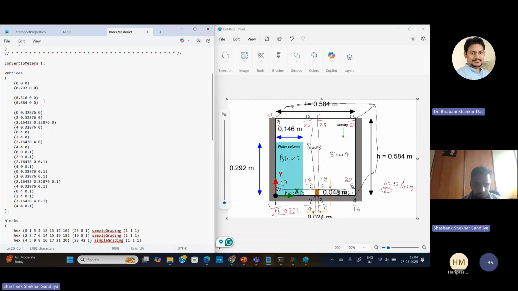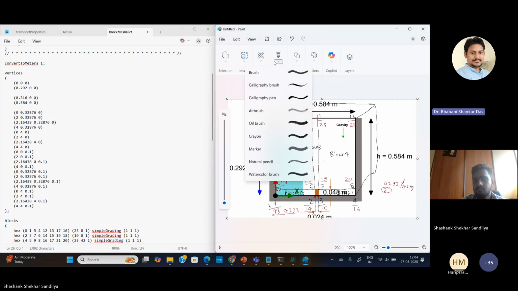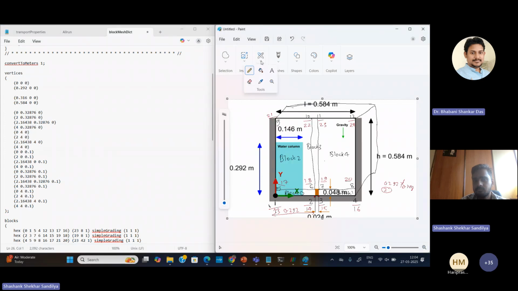So what Sasan did earlier in this problem, the problem is defined by OpenFOAM software. They have given a convert to meters factor of 0.146. Therefore, in the vertices, in the first coordinate, they are putting 0, 2, 4, 6, 8 in this manner. But if you are considering the convert factor as 1, you have to give your real coordinates. Just like yesterday in CES, you are giving the exact coordinates. To locate each vertex, you give the exact coordinates.